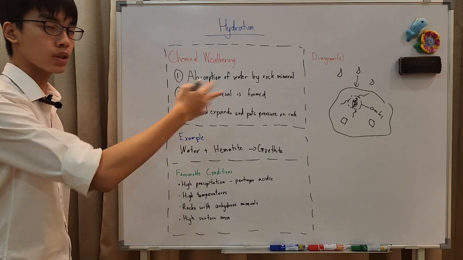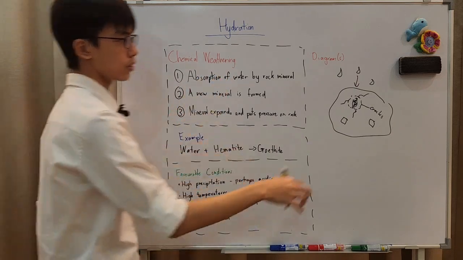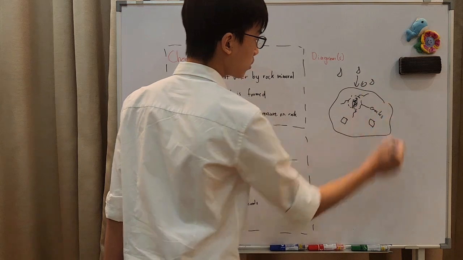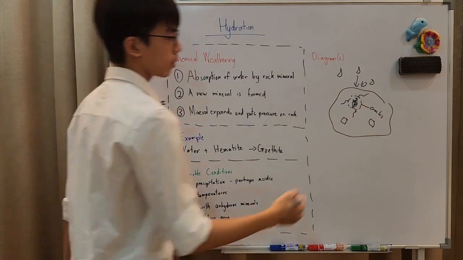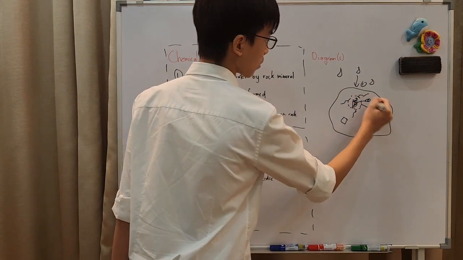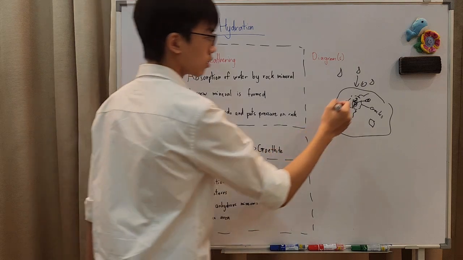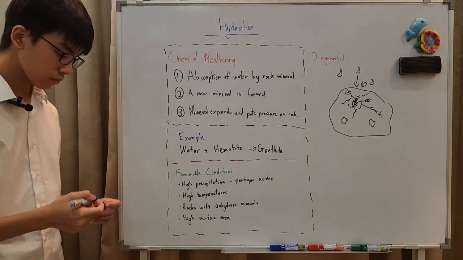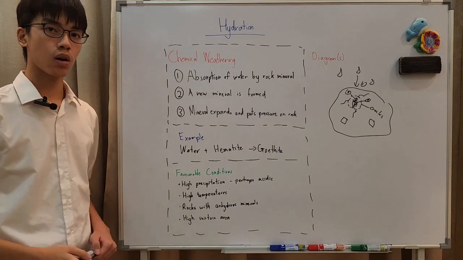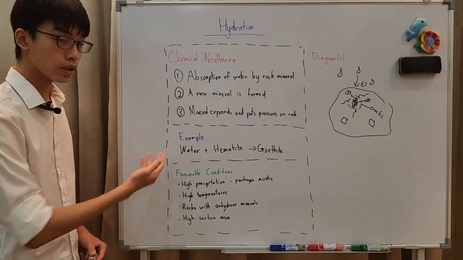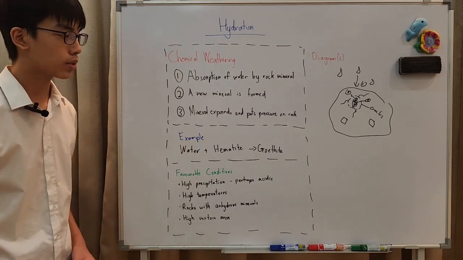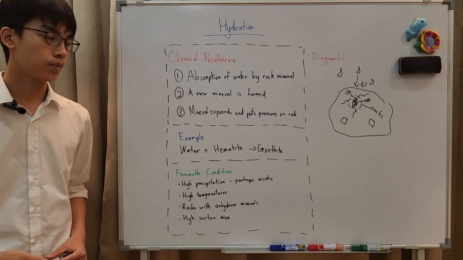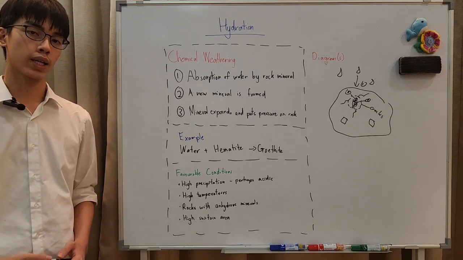And yeah, you can put the numbers on. So absorption of minerals, this is 1. New mineral, maybe this one is 2. And then the mineral expands, this one is 3. So I put here an example of hydration. It is when water reacts with hematite and it becomes goethite. So you can use this as an example in your exam.